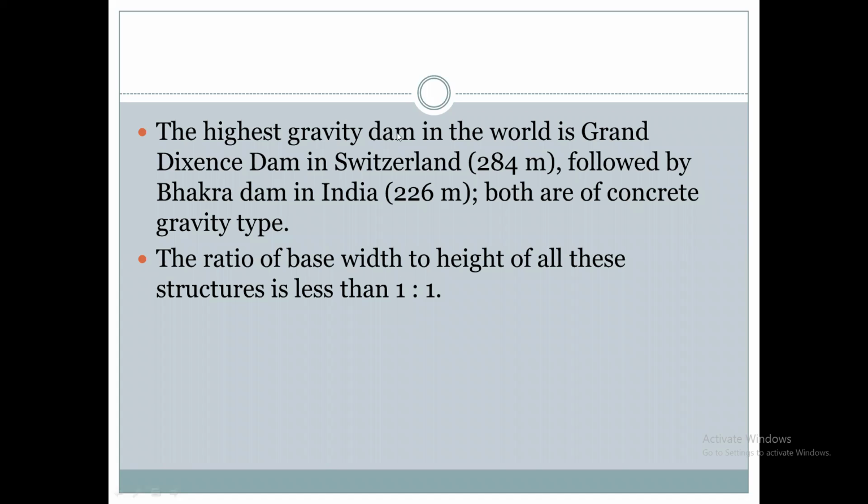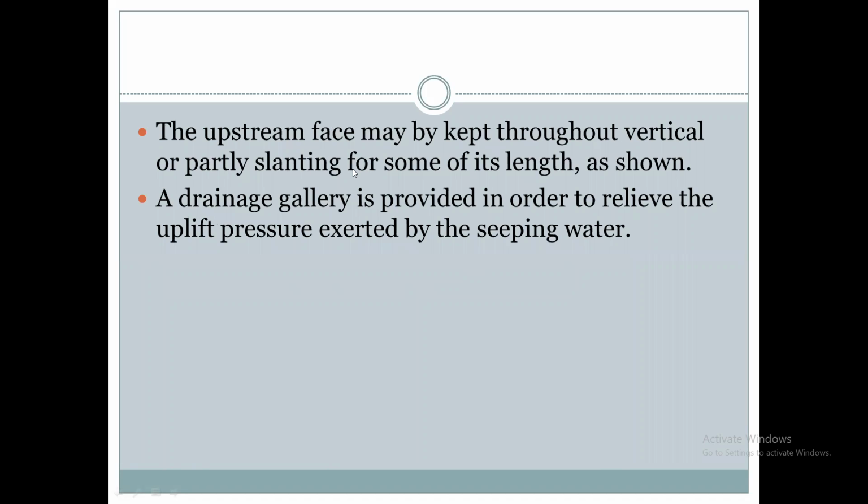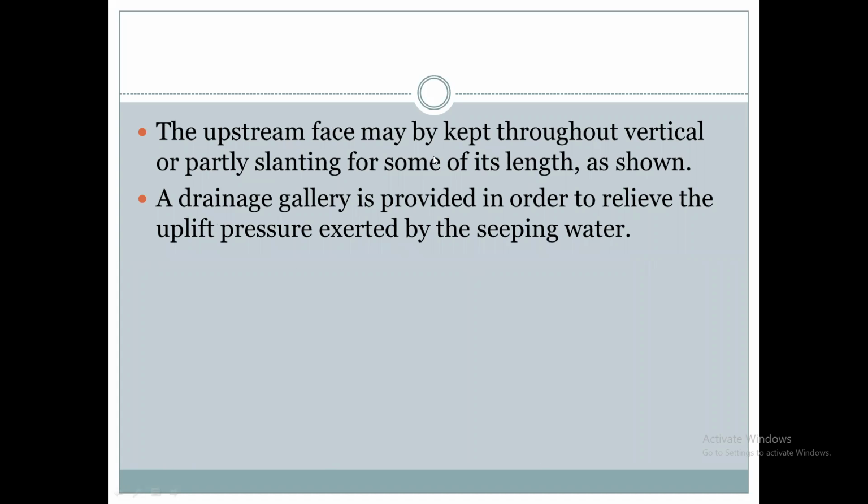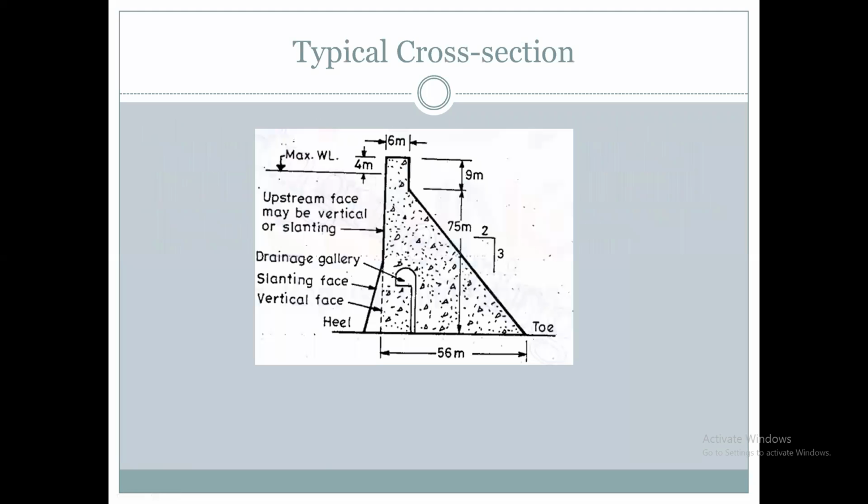Similar gravity dam. This is a cross section of the gravity dam. In this, dimensions are shown. Top width is 6 meter, bottom width is 56 meter. The upstream face is sometimes vertical, this upstream side, where the water is stored. Maximum water level is shown. Freeboard from the top bund level of the dam up to the maximum water level. The distance shown is 4 meter.